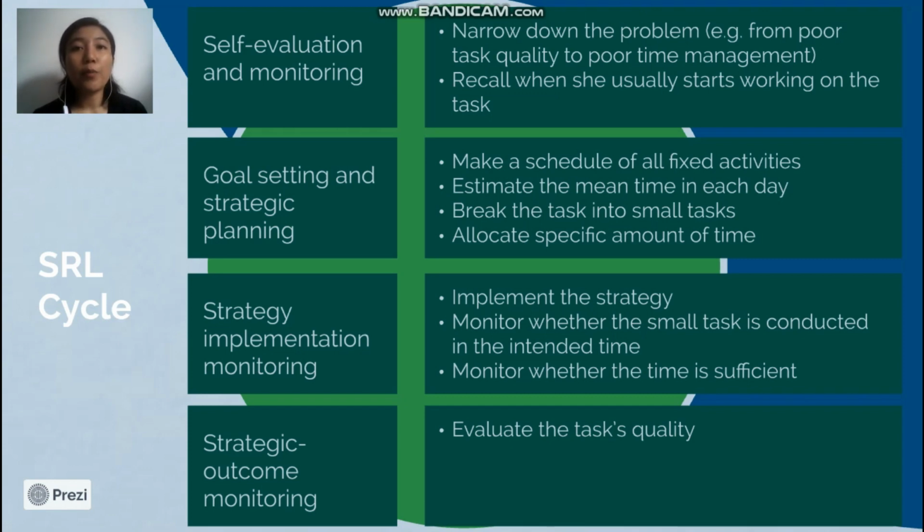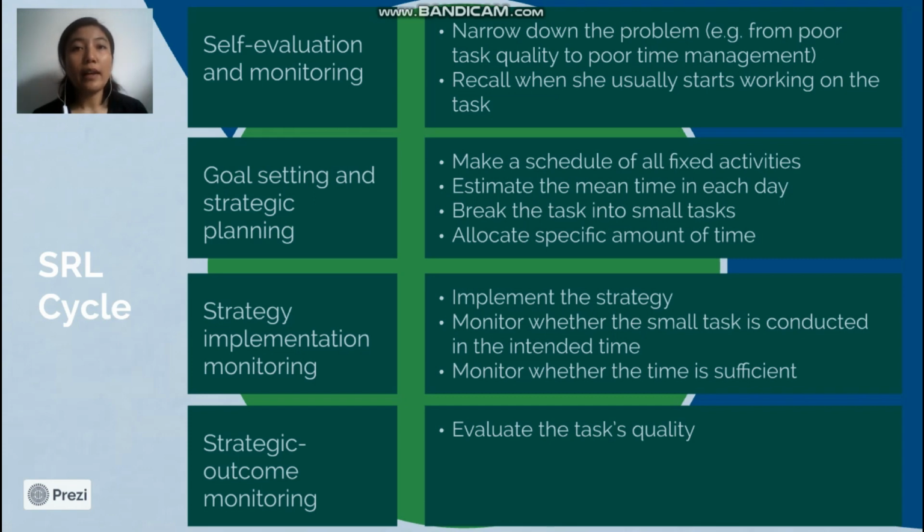After the specific problem is determined, which is the poor time management, Belle needs to recall when she usually starts working on the task. For example, Belle usually works on the task the night before it is supposed to be submitted. Then it will become the problem. Then it could be the departure point to fix the task quality problem. She needs to work on her task with a better time management.